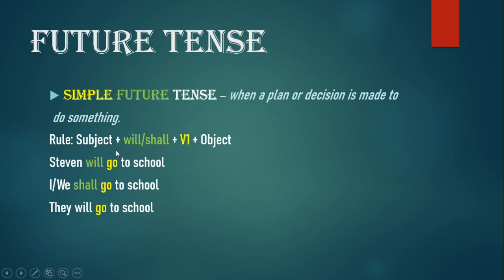So for example, Stephen, third person, will go to school. I or we both take up the modal shall go to school. So I shall go to school or we shall go to school. They will go to school.